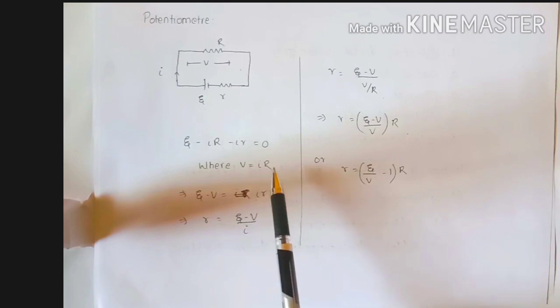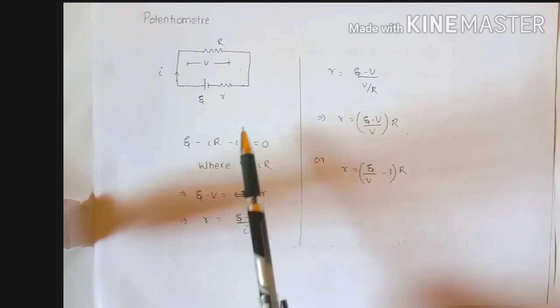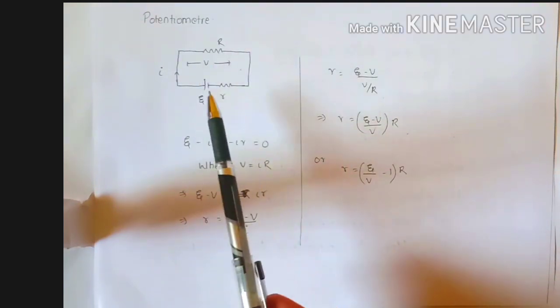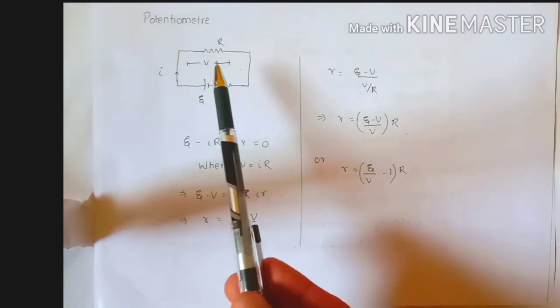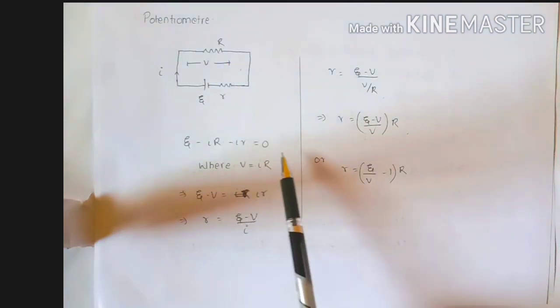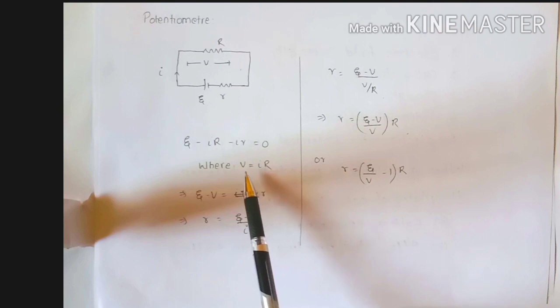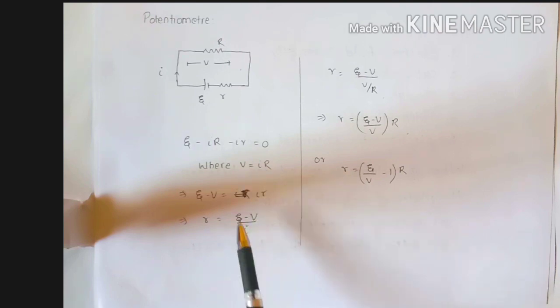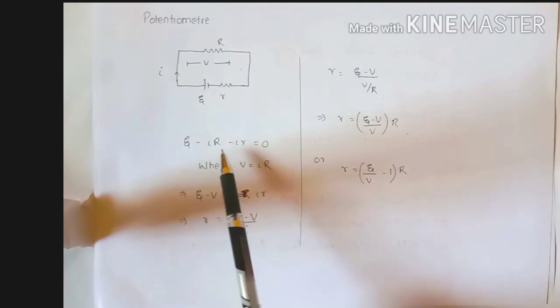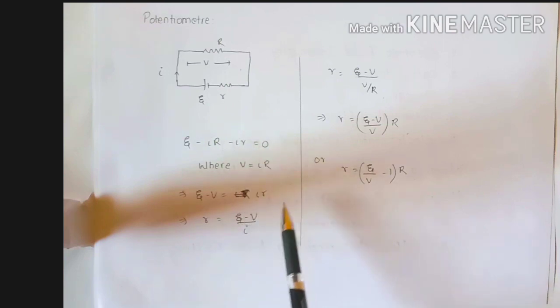So V is equal to IR. Applying Kirchhoff's law in clockwise fashion, it is plus E minus Ir is equal to 0, where potential difference across the resistor V is equal to IR. So we are having E minus V is equal to I into small r.